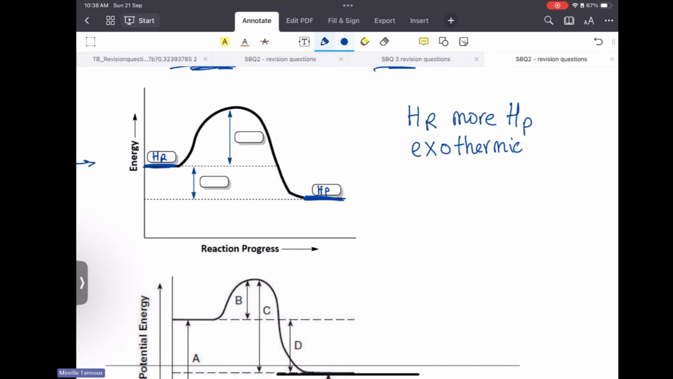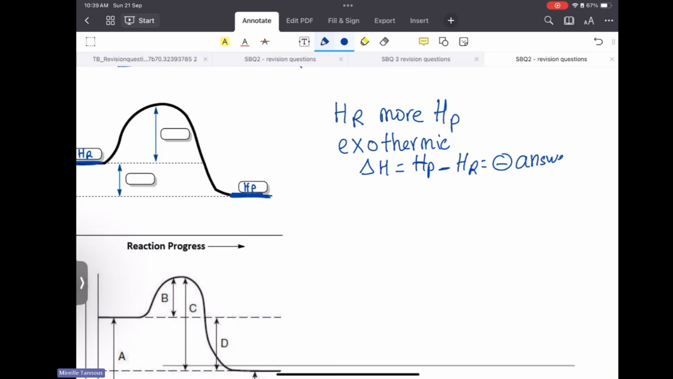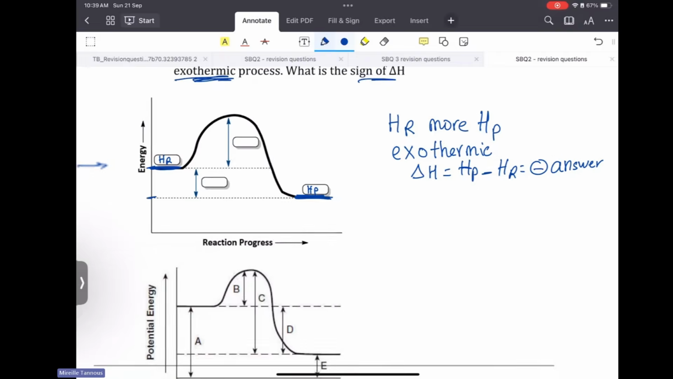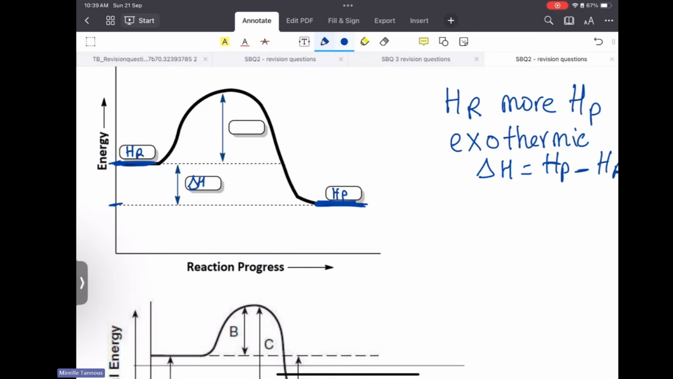Okay? Now, for an exothermic reaction, the enthalpy change is always enthalpy of product minus enthalpy of reactant. You are subtracting a smaller number minus a larger number. So definitely the enthalpy change is going to be a negative answer. And the enthalpy change, it is this area over here. So it's delta H reaction, which is a negative value.